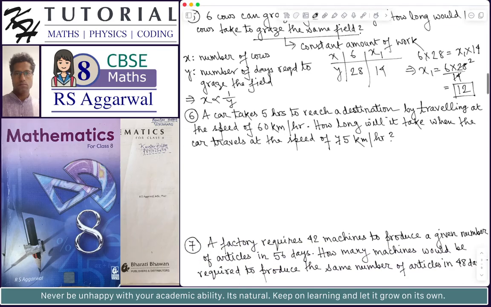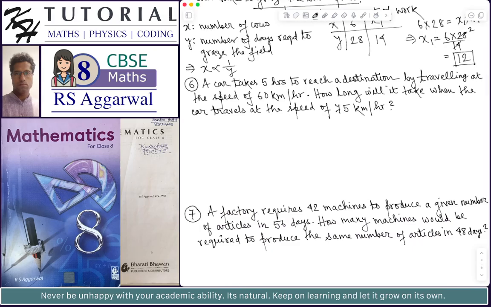Okay. Let's do problem number 6. A car takes 5 hours to reach a destination by traveling at the speed of 60 km per hour. How long will it take when the car travels at the speed of 75 km per hour? So this is an example of a car traveling a constant distance at a certain speed and the time taken to travel the distance. So the constant part is the distance.